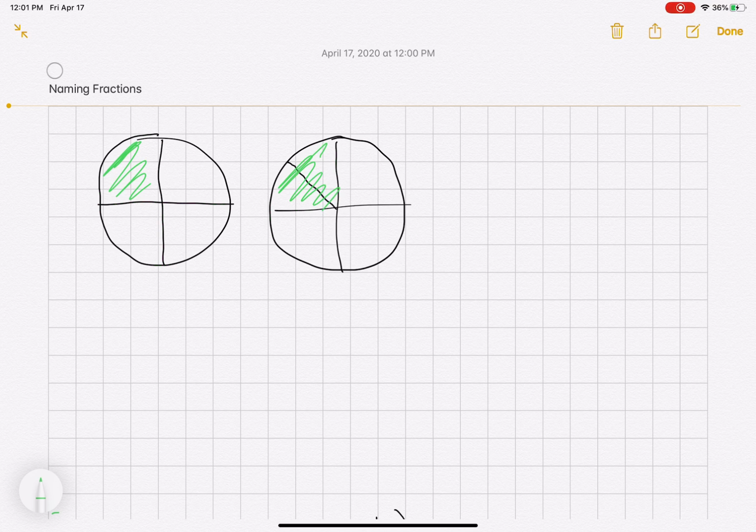Hey guys, welcome back. We're going to be looking at naming fractions using an area model. This should all be review from last year.